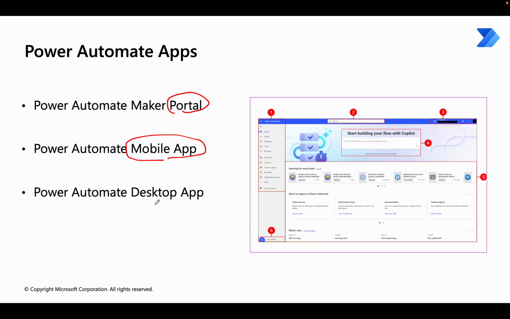The last one is called the Power Automate Desktop app. This is an app which is installed on your desktop. It is particularly for capturing the actions from your desktop. It is only for Windows systems, so you cannot install it on other systems. Only Microsoft's Windows system.